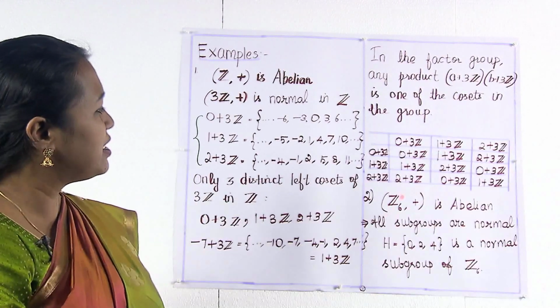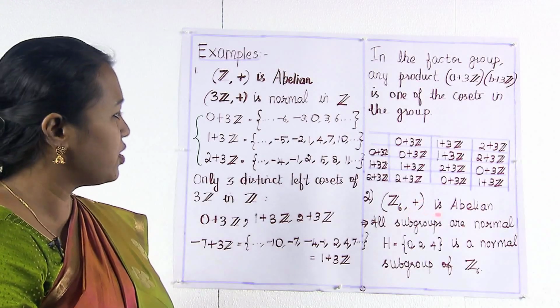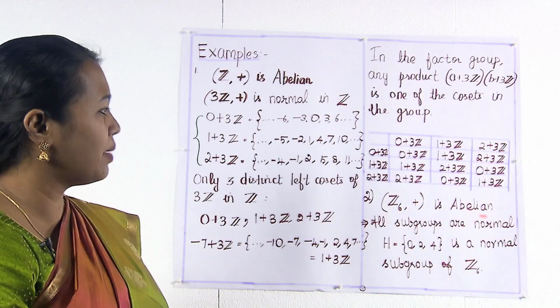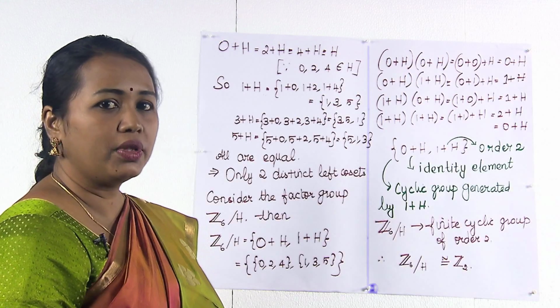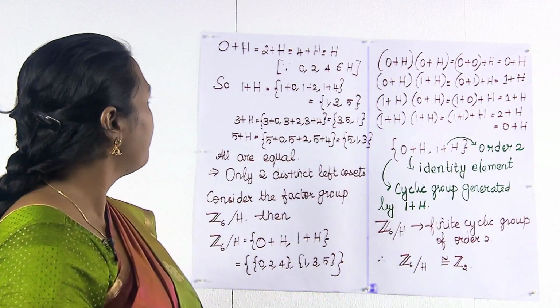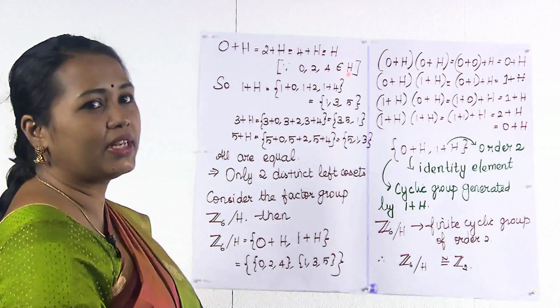Example 2. The set of integers Z6 under addition is also an abelian group. So, clearly all the subgroups are normal. Let us take the subgroup H equal to {0, 2, 4}. It is a normal subgroup of Z6. We know that H is {0, 2, 4}. So, 0 + H, 2 + H and 4 + H are definitely H.